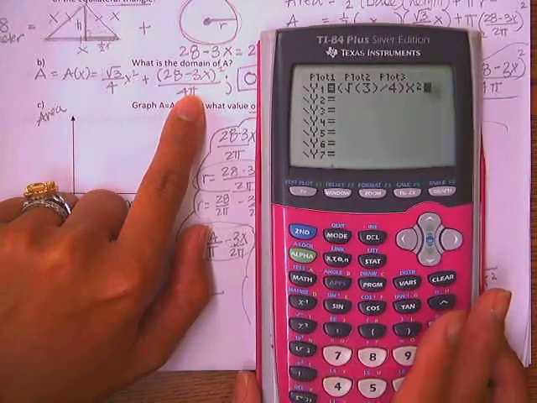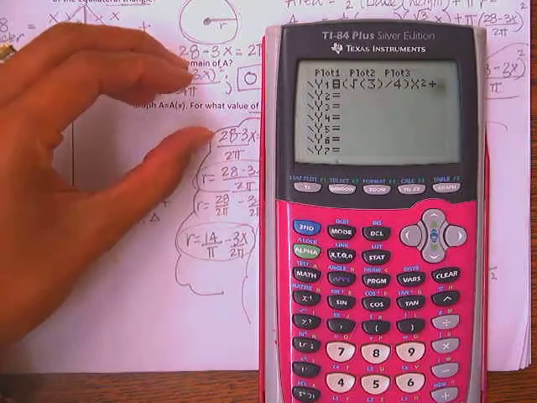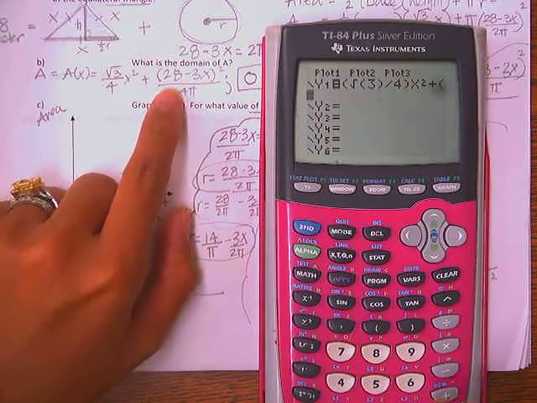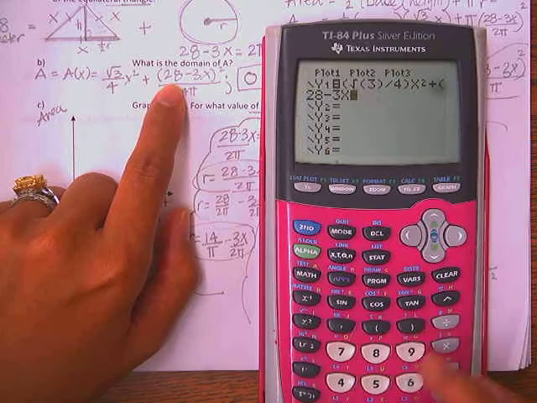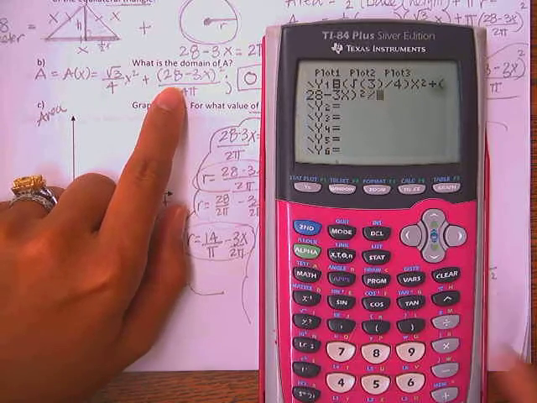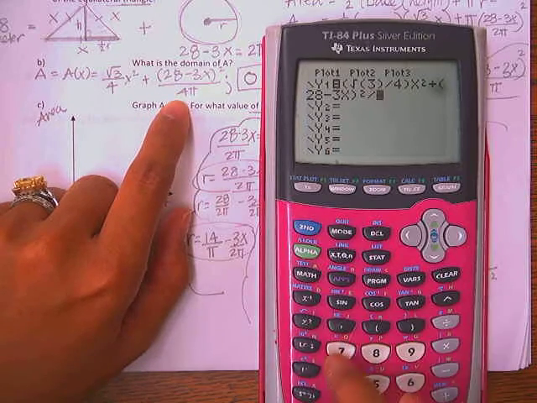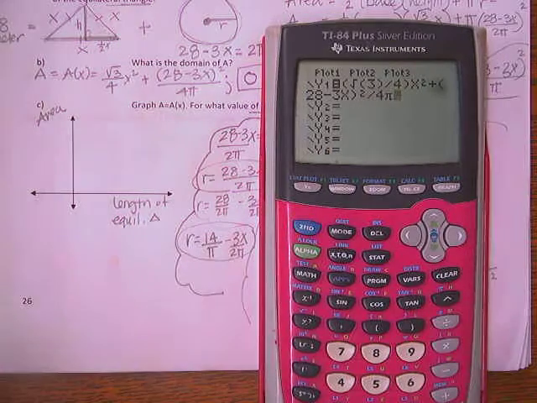Then I'm going to add, because this whole thing is its own piece. So I'm going to open with parentheses: 28 minus 3x, close it, and it's being squared. And that whole thing is divided by 4. And you have to use pi as pi. I don't want it rounded until the very end. So this is what I have as my area formula for the combined shapes.